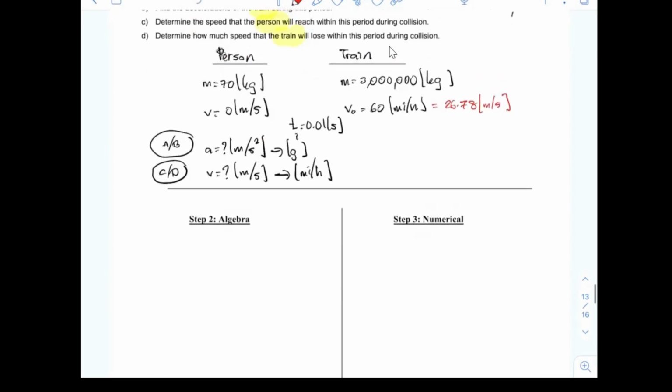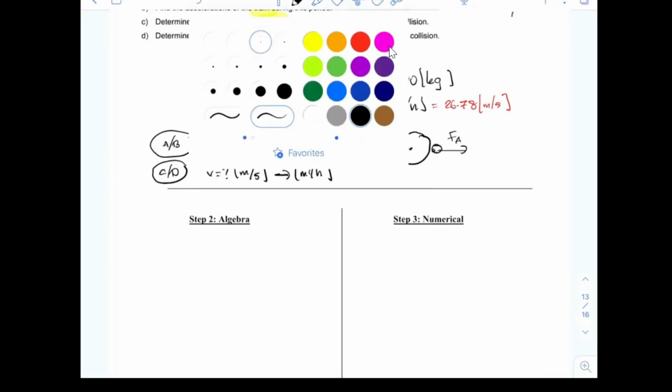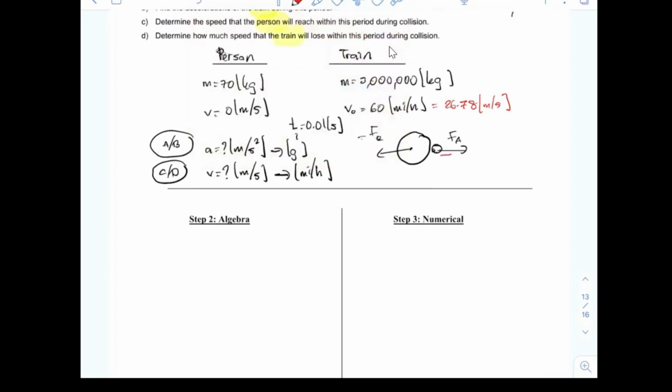Okay, so what do we have? Guys, this case is simple. Train hitting a person. You got the train, you got the person getting hit. So the action force is going to be acting on the person. The reaction force is going to be acting on the train. It's going to be in the opposite direction. Acceleration is going to be caused by the action force acting on the person and the reaction force acting on the train.